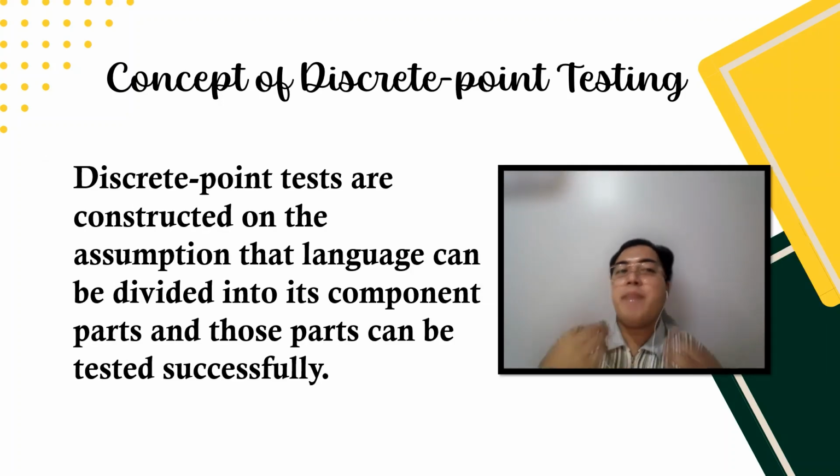In addition to what I made mention a while ago, discrete point tests are constructed on the assumption that language can be divided into its component parts, and those parts can be tested successfully. The components are the skills of listening, speaking, reading, and writing, and the various units of language are phonology, morphology, lexicon, and syntax. The goal of the discrete point test is to get high reliability by testing a large number of separate items, but each question only tests one point of language.